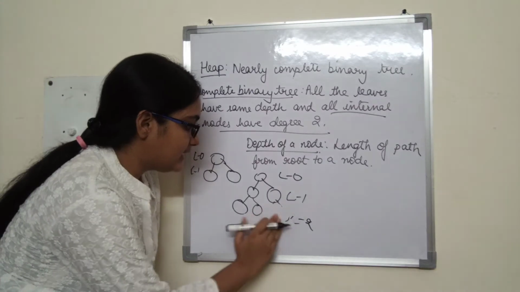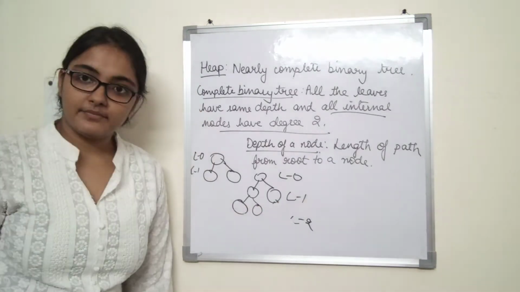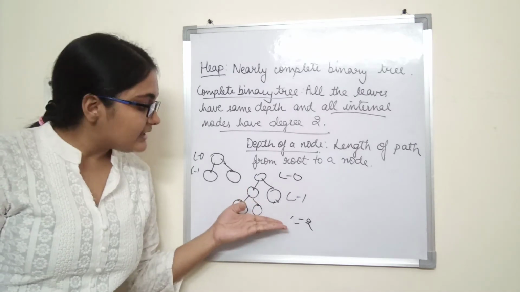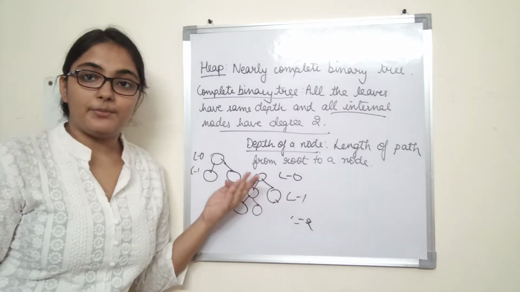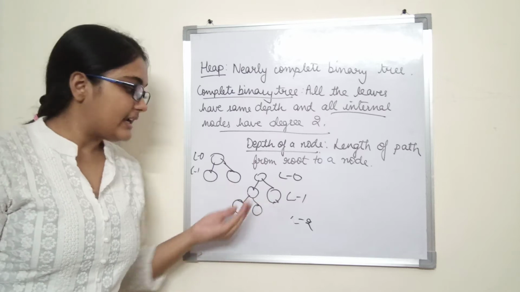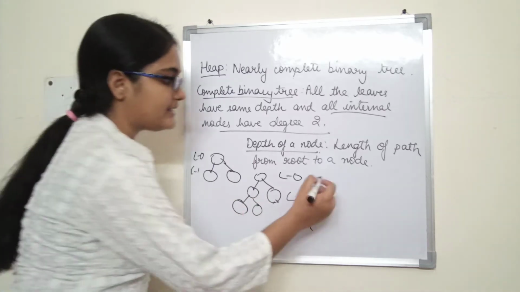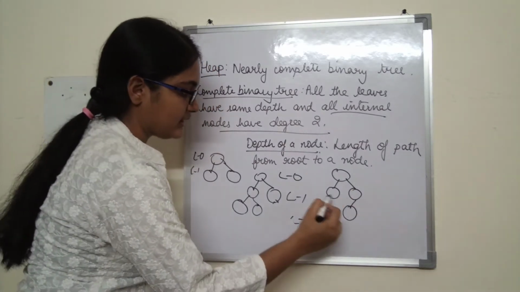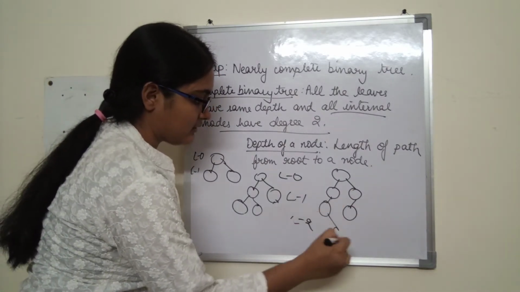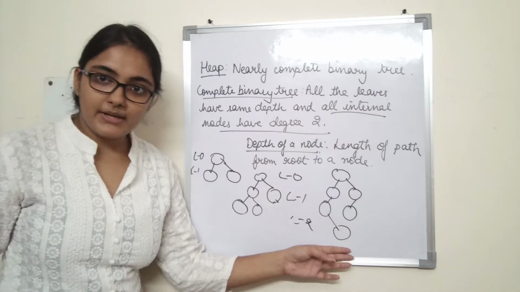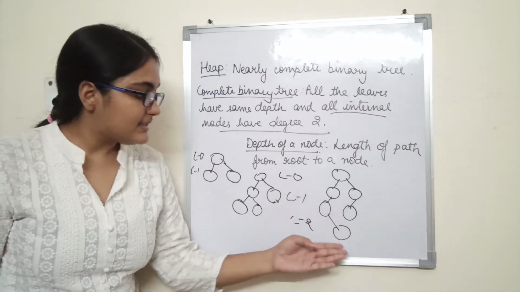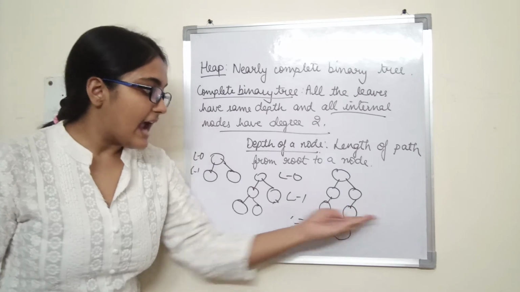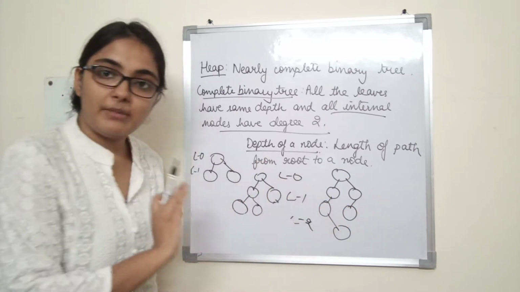This is a nearly complete binary tree. Except possibly the last level, all the levels are filled, and it should be filled from left to right. Let us see more examples. This we have already seen, right? Is this a nearly complete binary tree? No, because this level is not completely filled and this level is not completely filled, and you have to start filling from left to right.